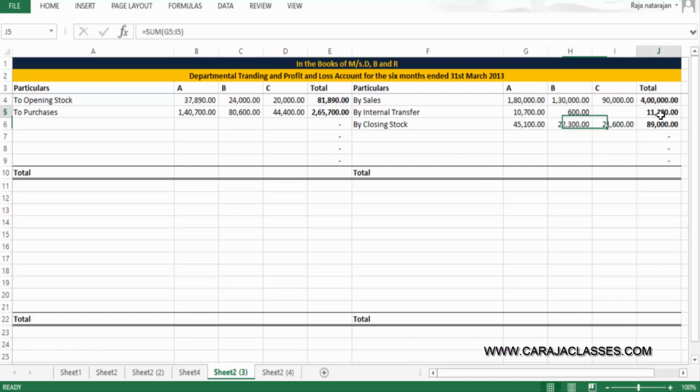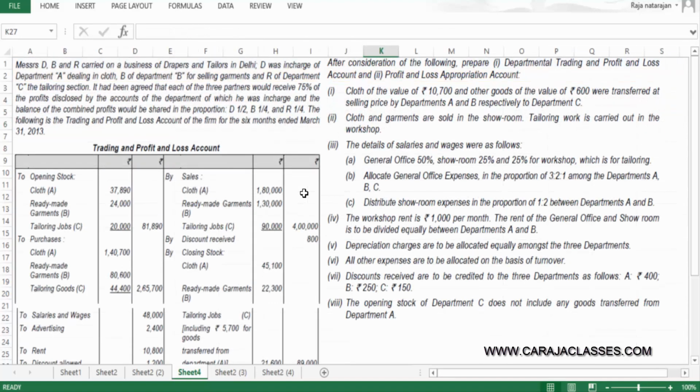So they have transferred how much? 11,300. To whom? It is transferred to Department C. So for Department C, it's going to be an expense. They'll record it as to internal transfer, which had come from A and B. Okay, so point number 1 is taken care of.